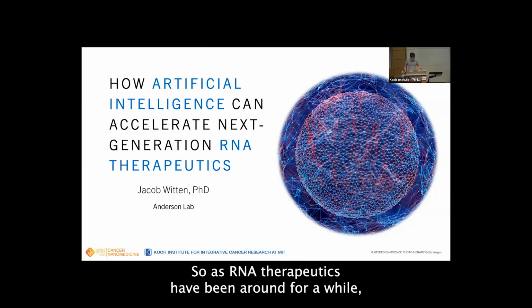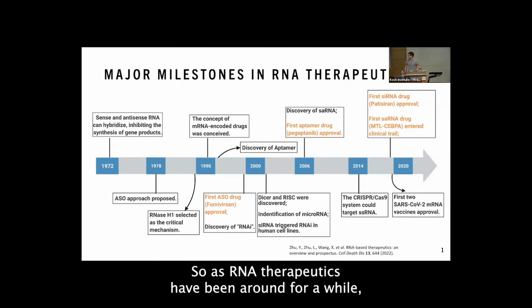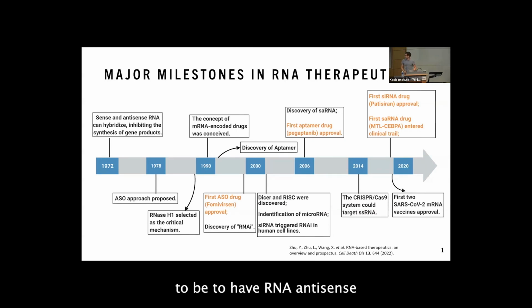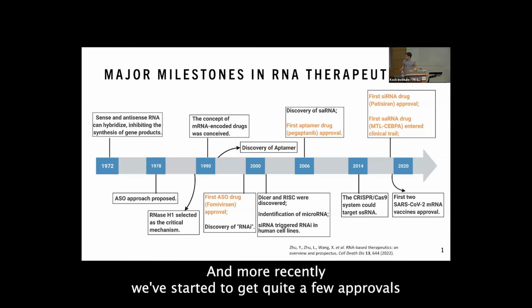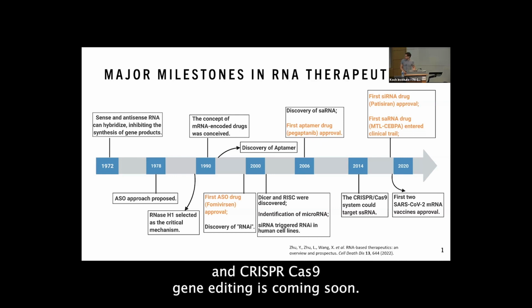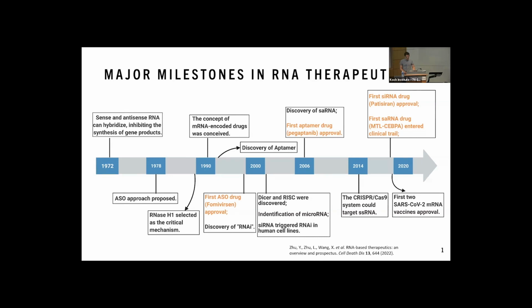So, RNA therapeutics have been around for a while. Ever since we got the sense of what RNA antisense binding meant, we got RNA for antisense oligos, RNA for degradation of mRNA, mRNA delivery itself, mRNA vaccines, CRISPR-Cas9, et cetera. And so that's been going on for the last few decades. And more recently, we've started to get quite a few approvals of siRNA therapies, as well as, of course, the mRNA vaccines. And CRISPR-Cas9 gene editing is coming soon.